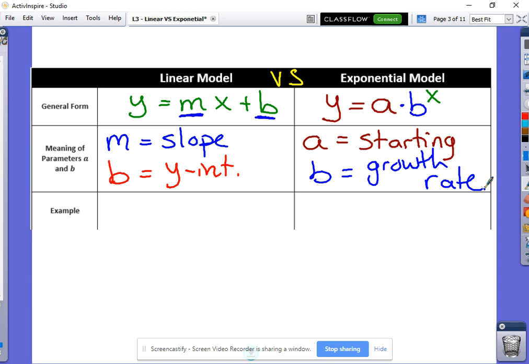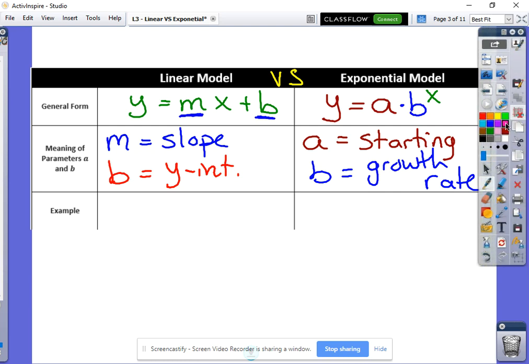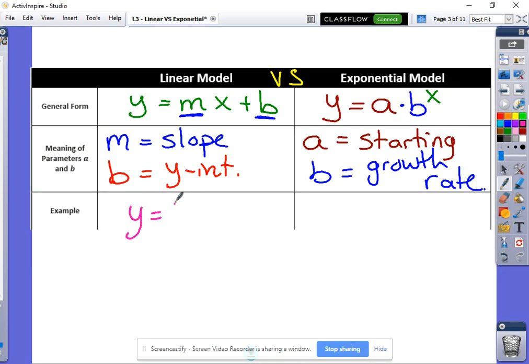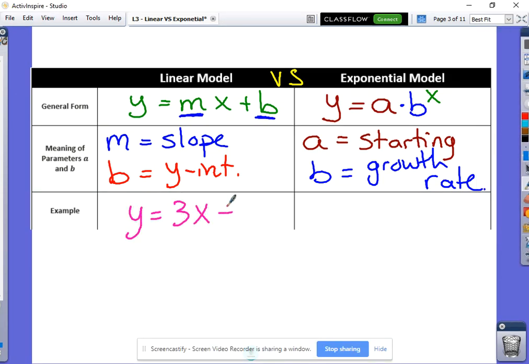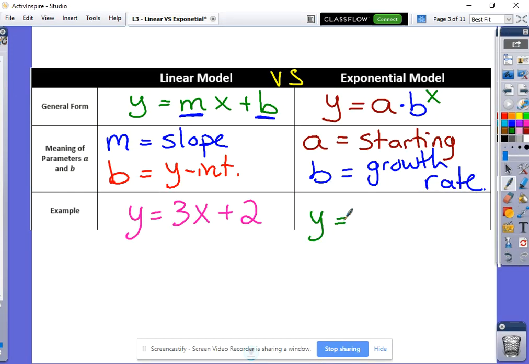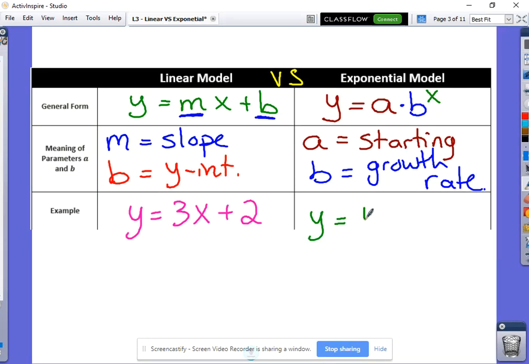Okay, so let's look at two different examples, two separate equations, and we're going to see how they play out and work together. First one, we're pretty used to that. Let's just say we have 3x plus 2. Very basic equation. Our second equation, why don't we say we have y equals our a value? I'll make it really simple on us for later reasons. I'm just going to leave it as a 1. Our b value I'm going to use as a 2, all raised to the x power.